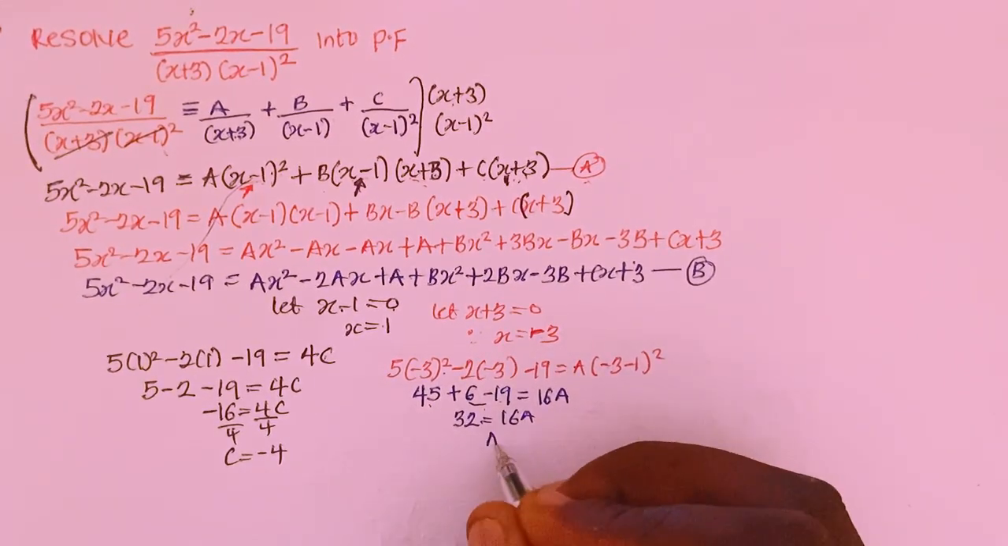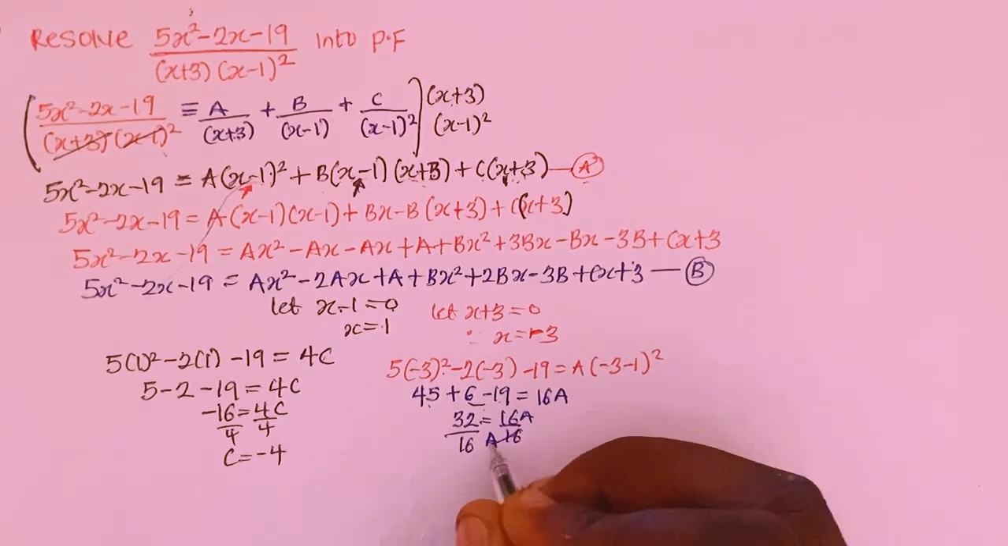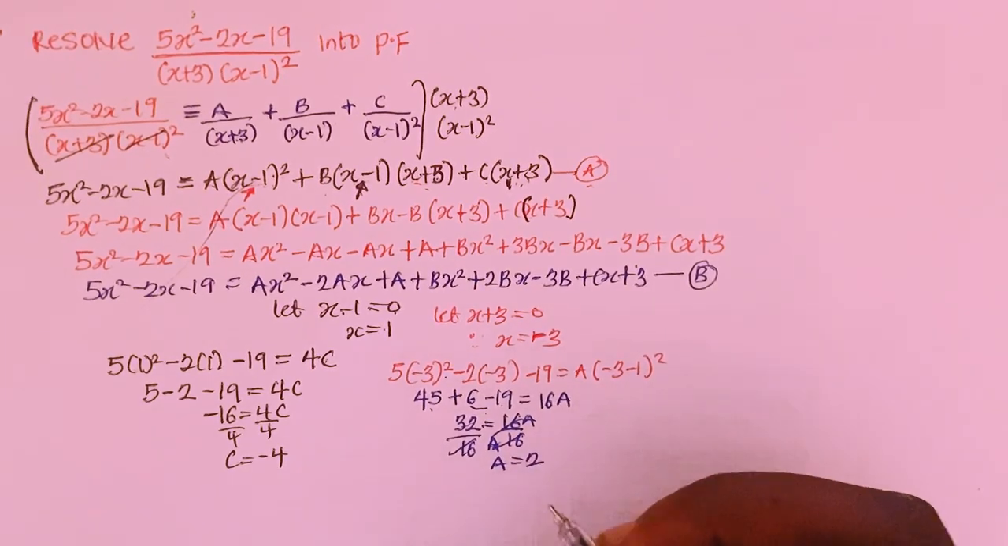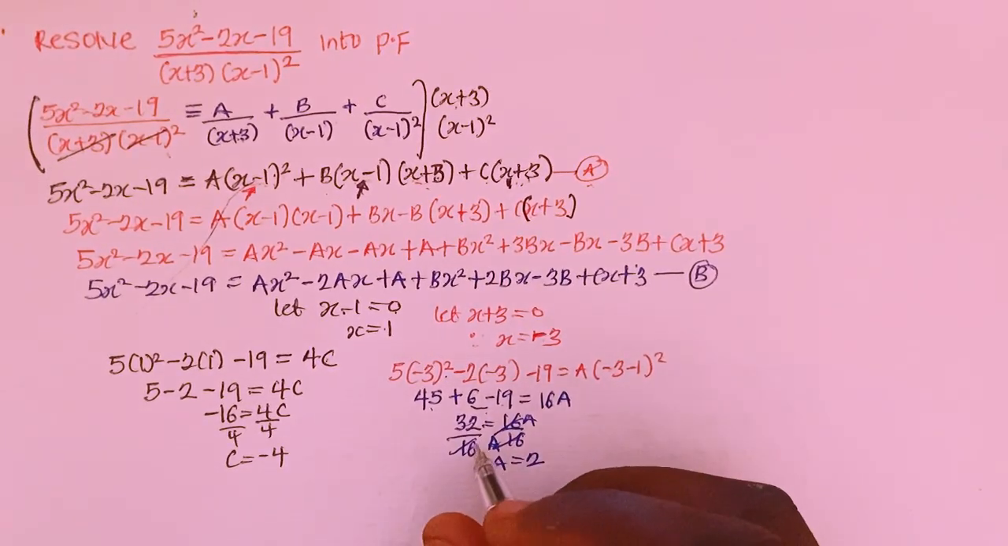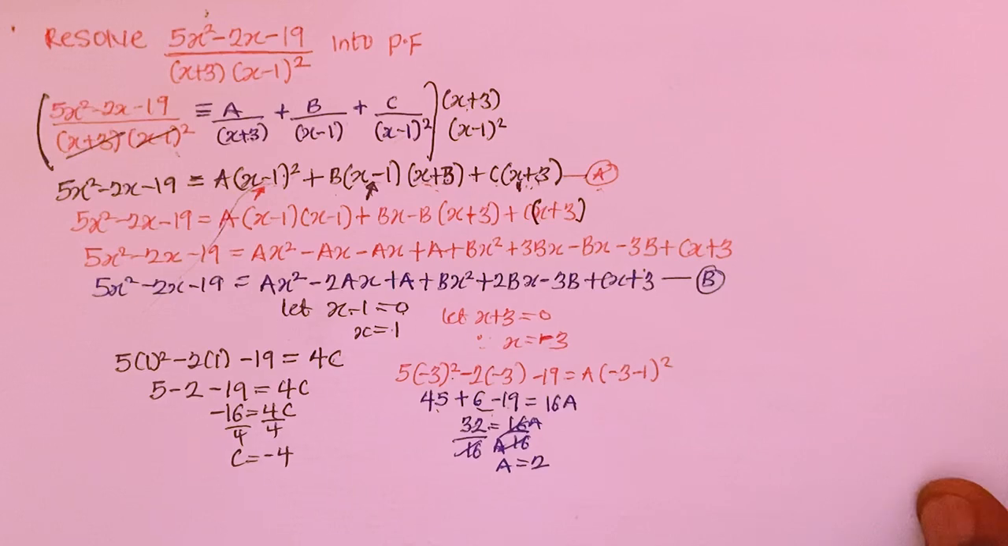So I'm having my a. I will divide this by 16, and divide this side by 16, this cancels, this cancels. I'm having a equals 2, right? Because 2 goes into 32 sixteen times; 16 divided by 8 should give us 2, right? So that's just for the first one.